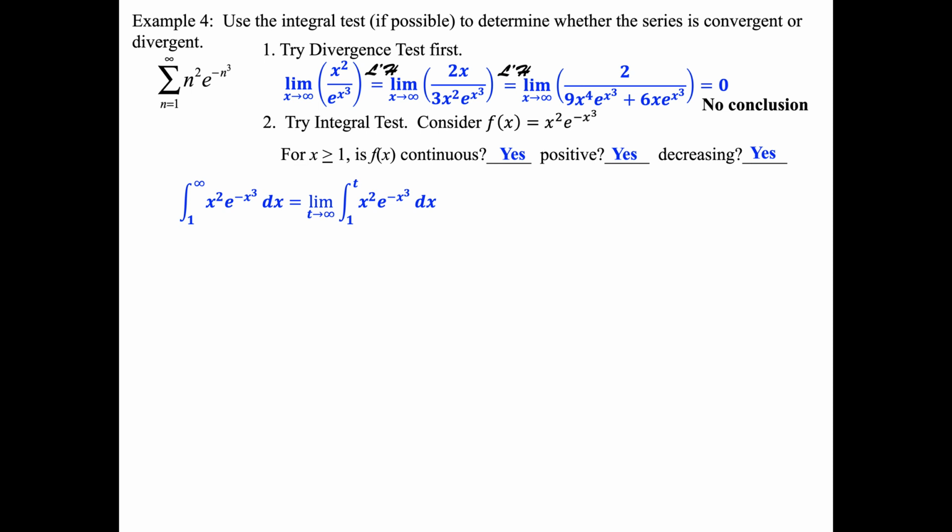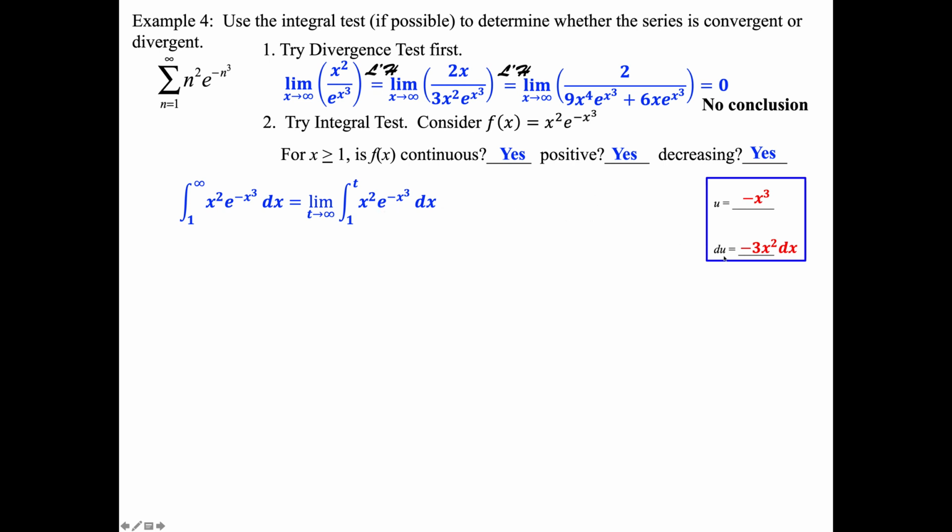All right, so we write our improper integral. We put in our limit notation. T goes to infinity. And let's integrate this. So let's see. I see x to the third. I see x squared. I see a u-sub happening here. So let's let u be negative x cubed. Then du will be negative 3x squared dx. So we're just going to have to divide over that negative 3 once we plug it in.